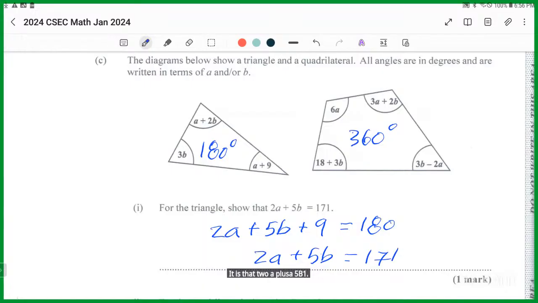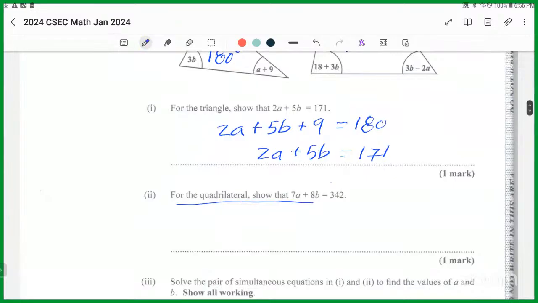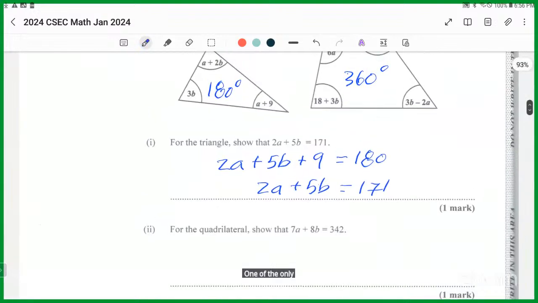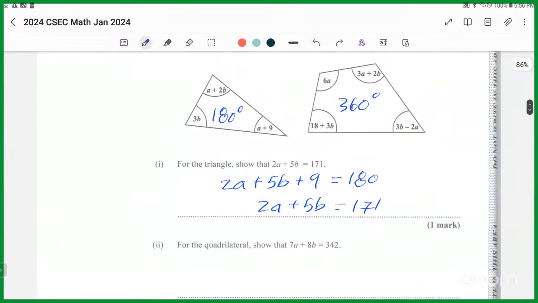That's an easy question. We're doing a similar thing for the quadrilateral. We want to show this. What we know about the quadrilateral is that these angles add up to 360 degrees. The same thing again: adding up these angles and equating that total to 360 degrees.